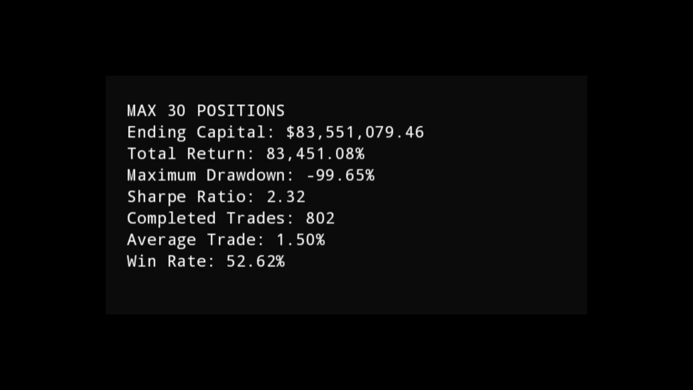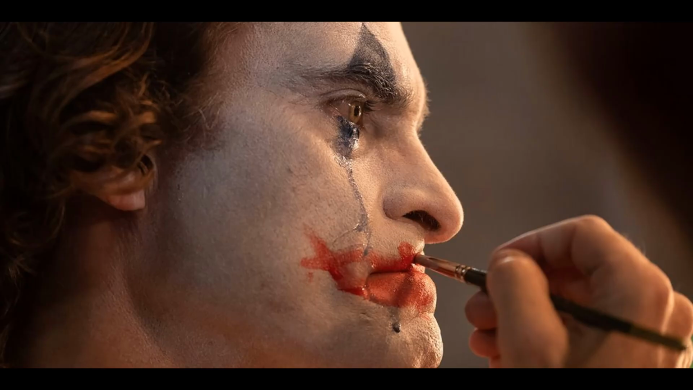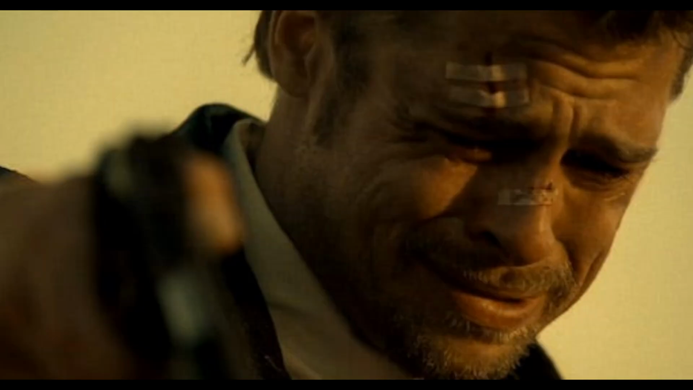The first thing I did today was a backtest. Everything seemed normal until I saw a return of 83,000%. This meant the strategy turned $100,000 into more than $80 million. Clearly, I had a problem, a really big problem.